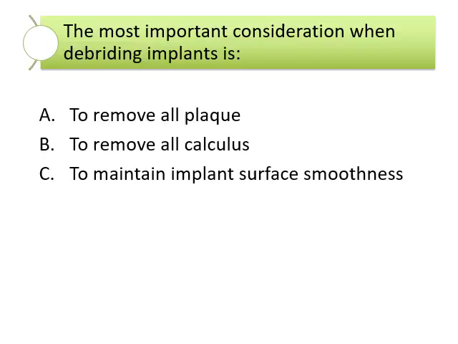The most important consideration when debriding an implant is what? A, B, or C? They're all important. We want to remove the calculus, we want to remove the plaque, and we want to maintain the surface smoothness of the fixture itself. Okay? They're all important.